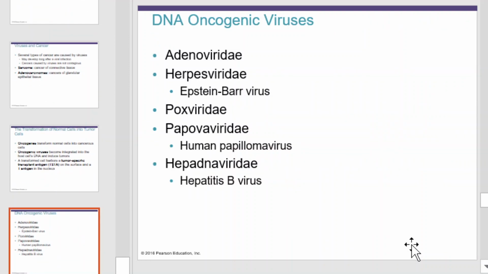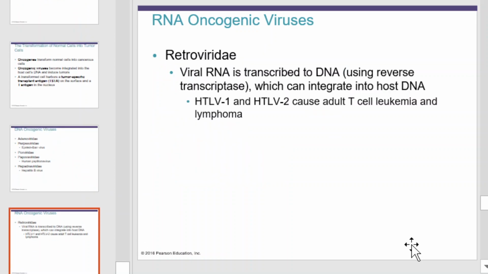Oncogenic viruses include adenoviridae, herpesviridae, poxviridae, papovaviridae, and hepadnaviridae. RNA oncogenic viruses include retroviridae. Retroviridae is viral RNA that is transcribed into DNA using reverse transcriptase, which can integrate into host DNA. HTLV1 and HTLV2 cause adult T-cell leukemia and lymphoma. This concludes your lecture video on viruses, viroids, and prions.